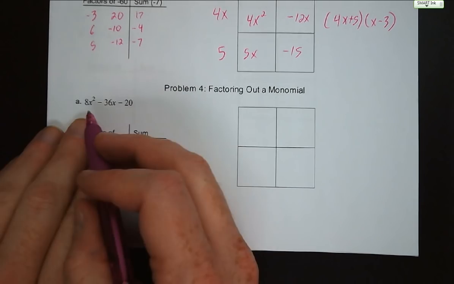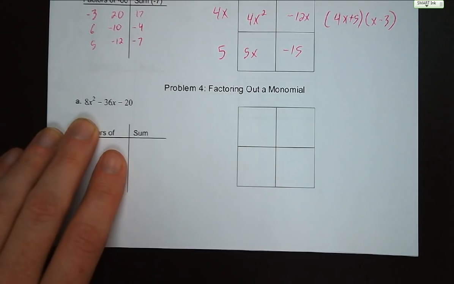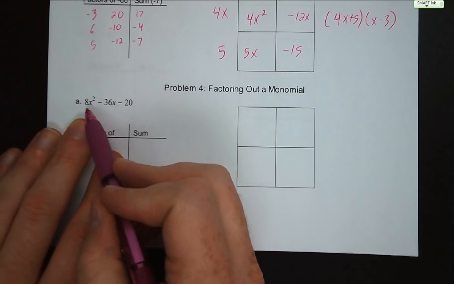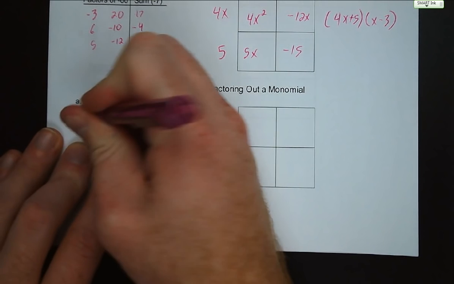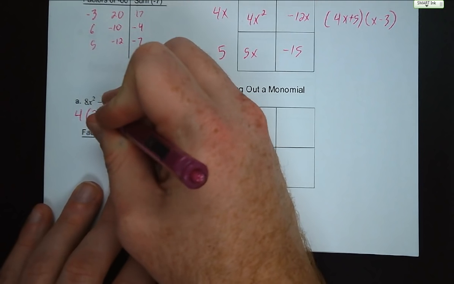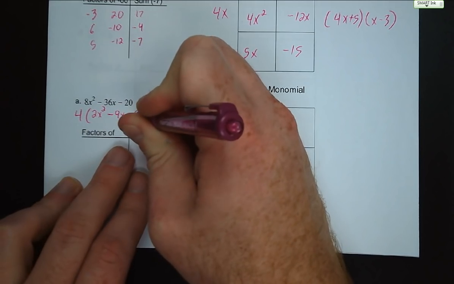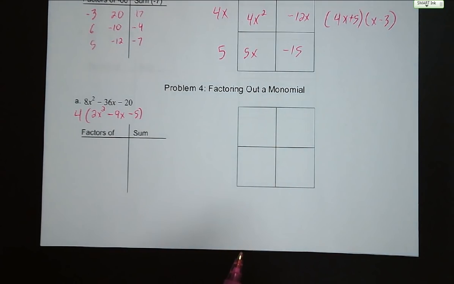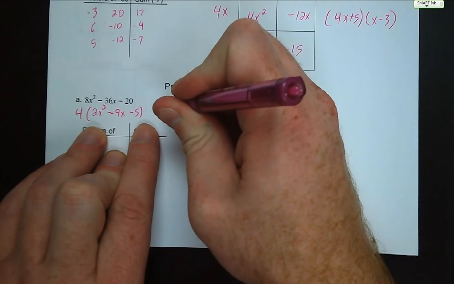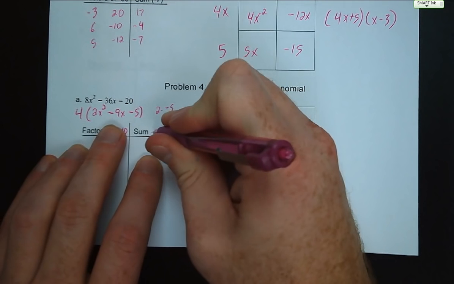Well, 8x squared, negative 36, and negative 20. There's no variables that can get pulled out, but we do have a constant, and each of these are divisible by 4. So we divide out 4. We are left with 2x squared minus 9x minus 5. So all we did so far is factored out a monomial, and now we figure out what is our product that we're trying to find. So we have 2 times negative 5. So our factors of negative 10, and our sum is negative 9.